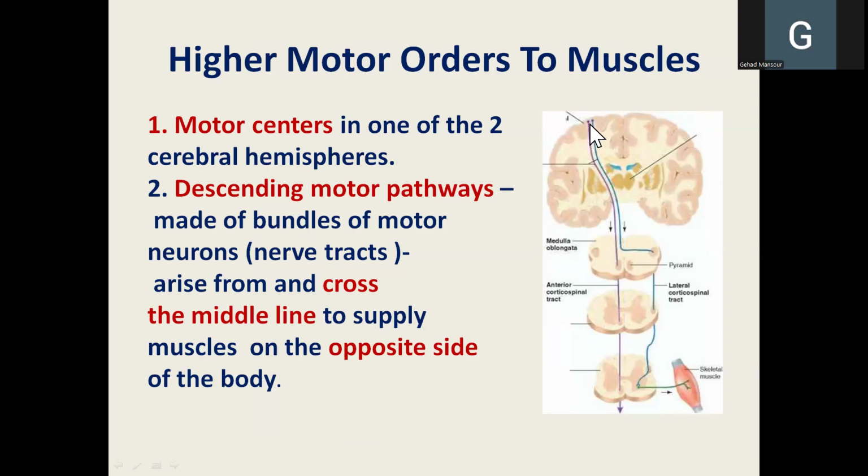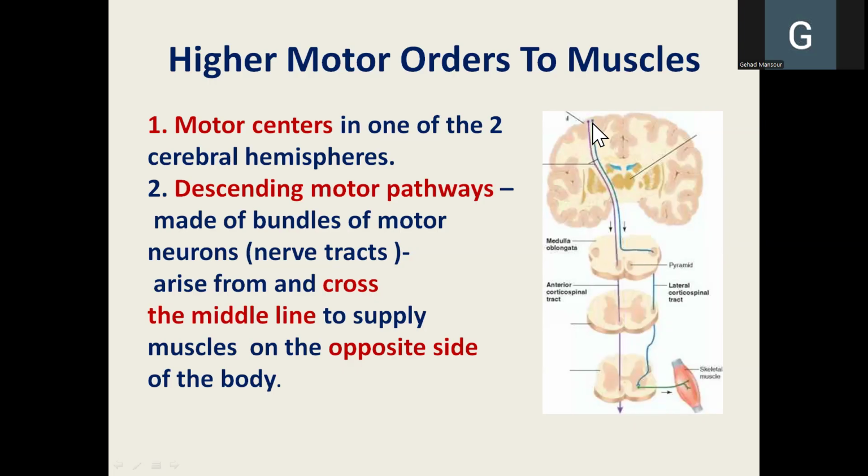This is the descending motor neuron, or the upper motor neuron. So what is the upper motor neuron? It is the motor neuron that starts in the motor center in the brain and descends until it reaches the medulla oblongata and crosses to the opposite side to supply the muscle. Of course, a few of them descend on the same side, but for the time being, and for your curriculum in grade 11 of human biology, we will consider only those that cross to the opposite side.